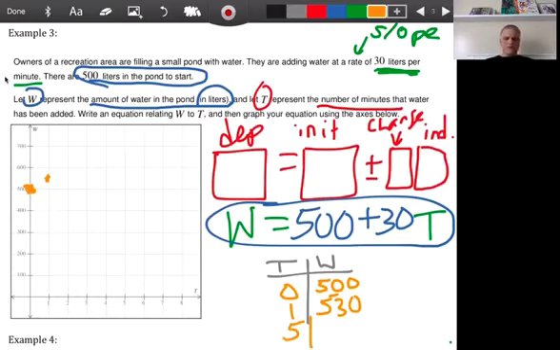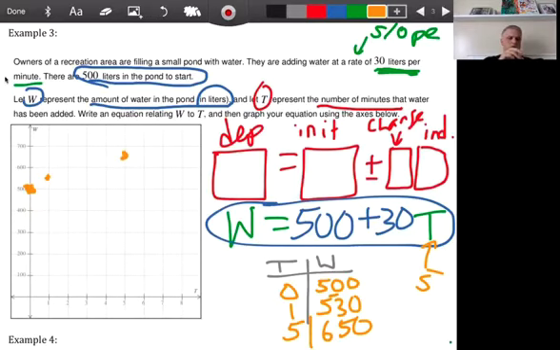It'll be on here. So if t is 5, 500 plus 30 times 5. 30 times 5 is 150. 500 plus 150 is 650. So I come over to 5 and I go up 650 units. And 650 is going to be right halfway between 600 and 700. So right in there. And so I'm going to connect my dots.